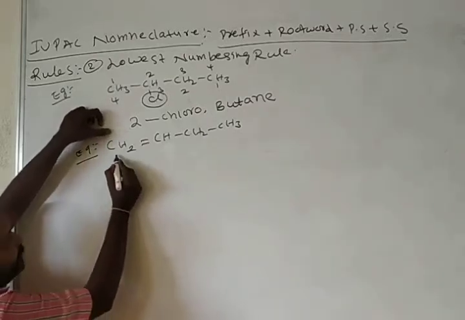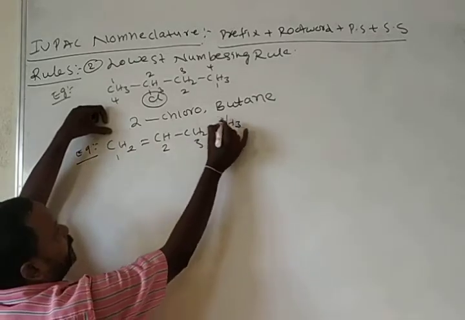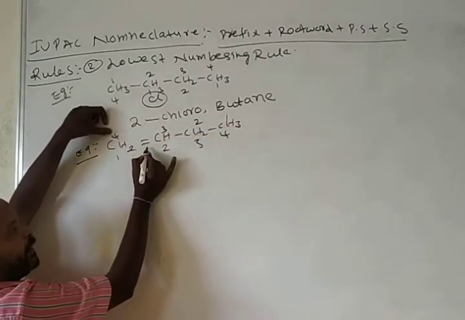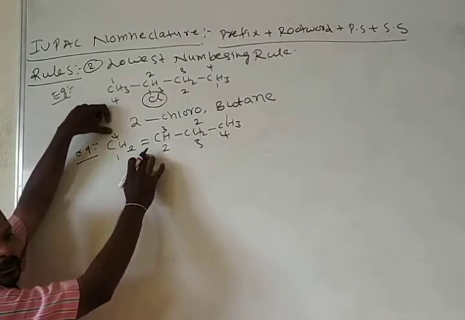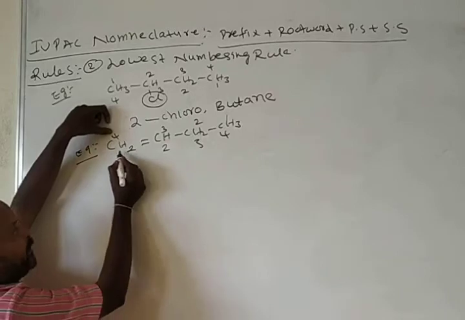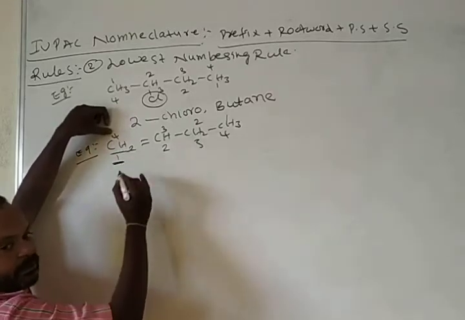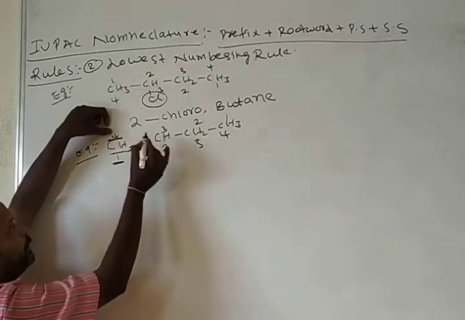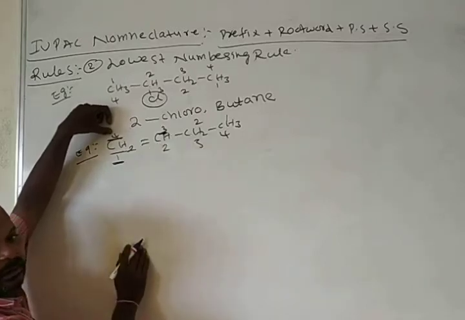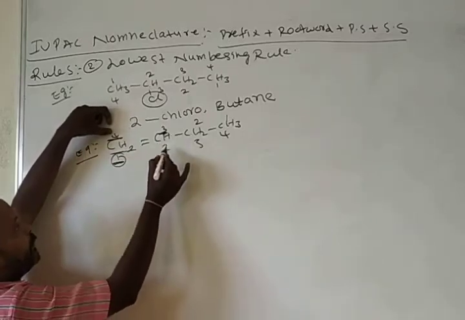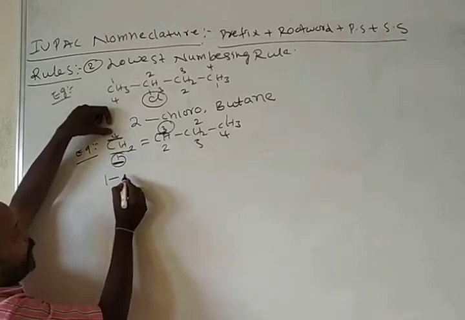Give the numbering from both the double bond side and the single bond side. While giving left to right, the double bond attached carbon gets position 1. While giving right to left, the double bond is attached to the third carbon atom. Which is lowest, 1 or 3? 1 is lowest, so you mention 1.